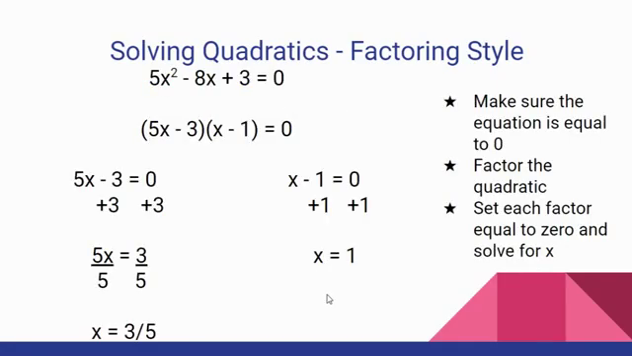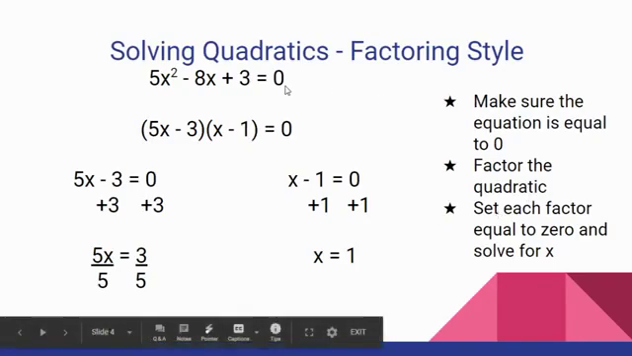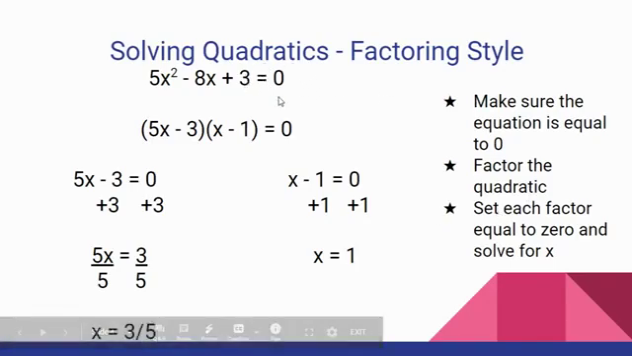In our first equation, we first need to make sure that the equation is set equal to 0. This one is. So the second step is to factor. When you factor this equation, the quadratic will factor to 5x minus 3 and x minus 1. Now we need to set each of those factors equal to 0 and solve for x.